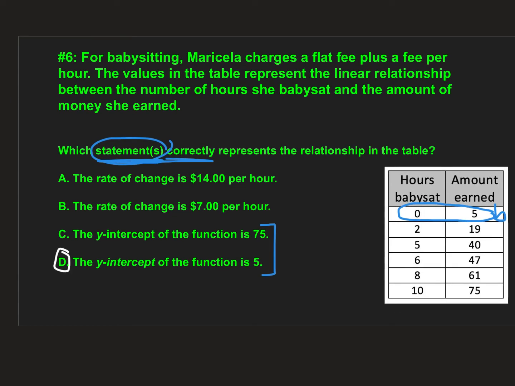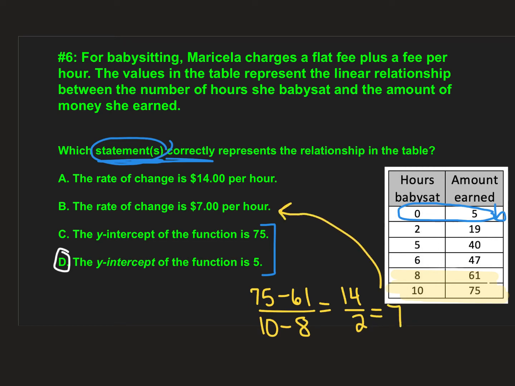It could be the only one, but we're going to keep going. We're going to check if we can find the rate of change. Rate of change would be picking any 2 points, and I'm being difficult, so I'm going to pick the bottom 2. If you're ever finding rate of change or slope, you get to pick your ordered pairs. I picked those 2. So y2 minus y1 over x2 minus x1. You get 14 over 2, which does reduce to 7. So my slope, which is also called a rate of change, is also correct. So find slope, find y-intercept.